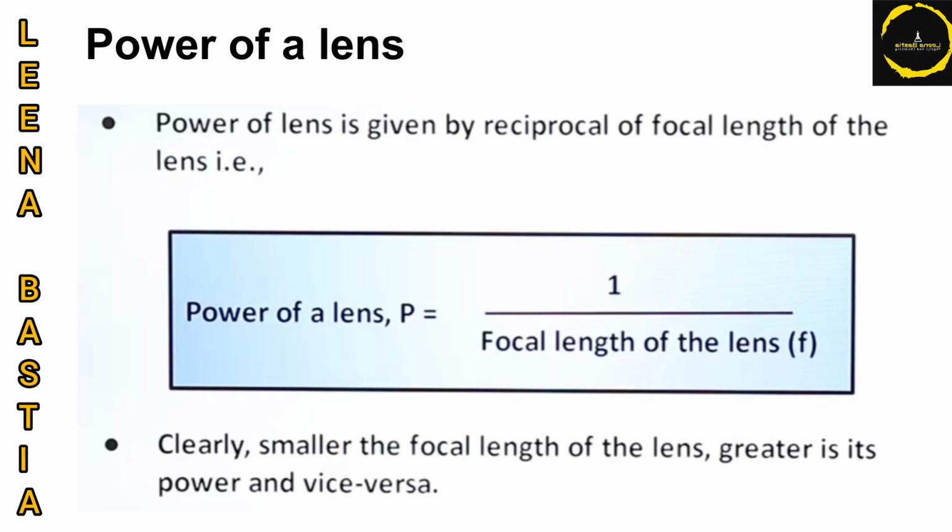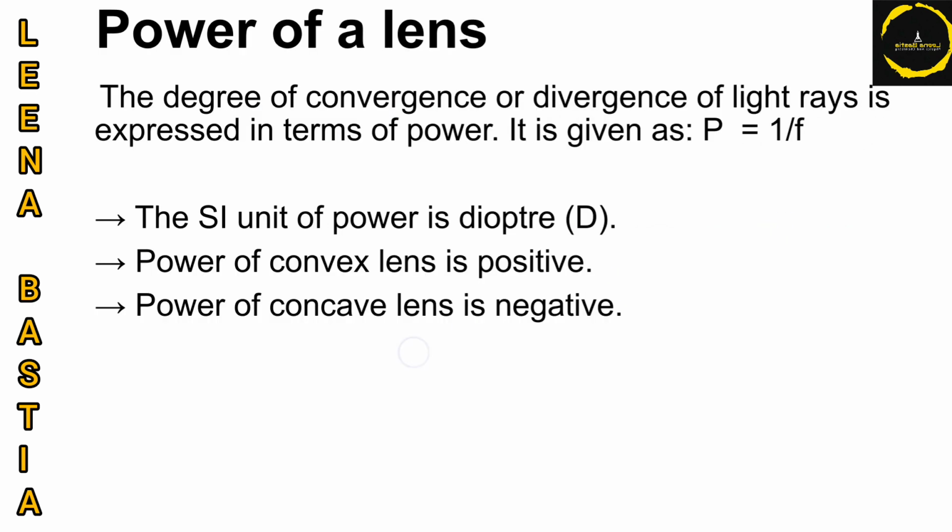So here I have just written how it has been formulated, how it has been related. From this you can say that P equals 1 by F, and this is the formula. The next point is saying clearly we know that the smaller the focal length, the greater will be the power, and vice versa. As they are inversely proportional, you know what the relation between them can be.